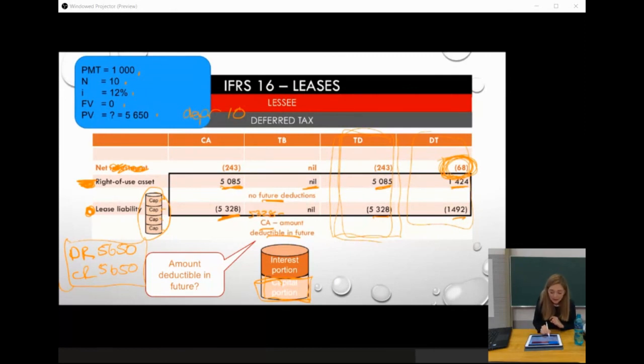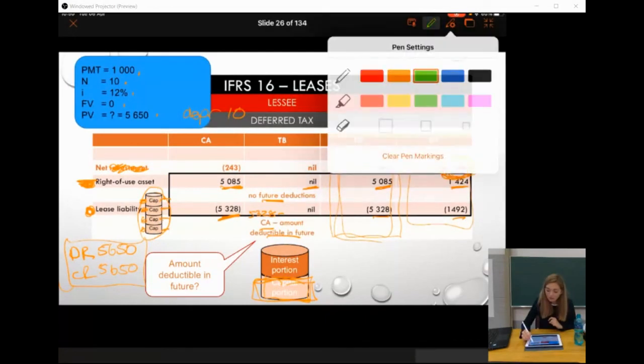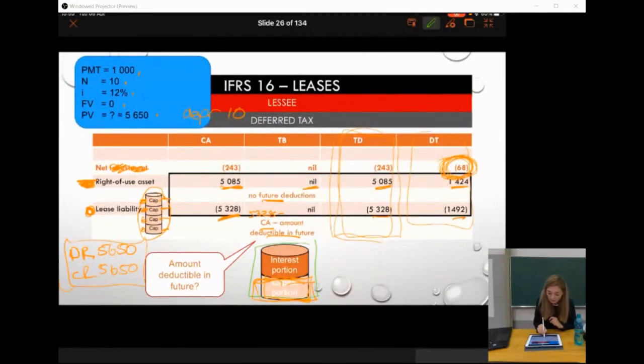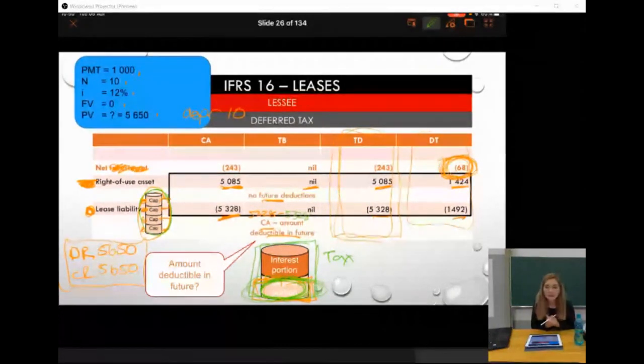So because this 5328 consists of all the capital portions of my lease payments, we are going to get the full lease payment as a deduction for tax purposes. Included in that deduction will be my capital portions as well. And this lease liability is made up of all these capital portions of my future lease payments. So that's why the amount that will be deductible in future will be the full 5328, giving us then a tax base of 0.